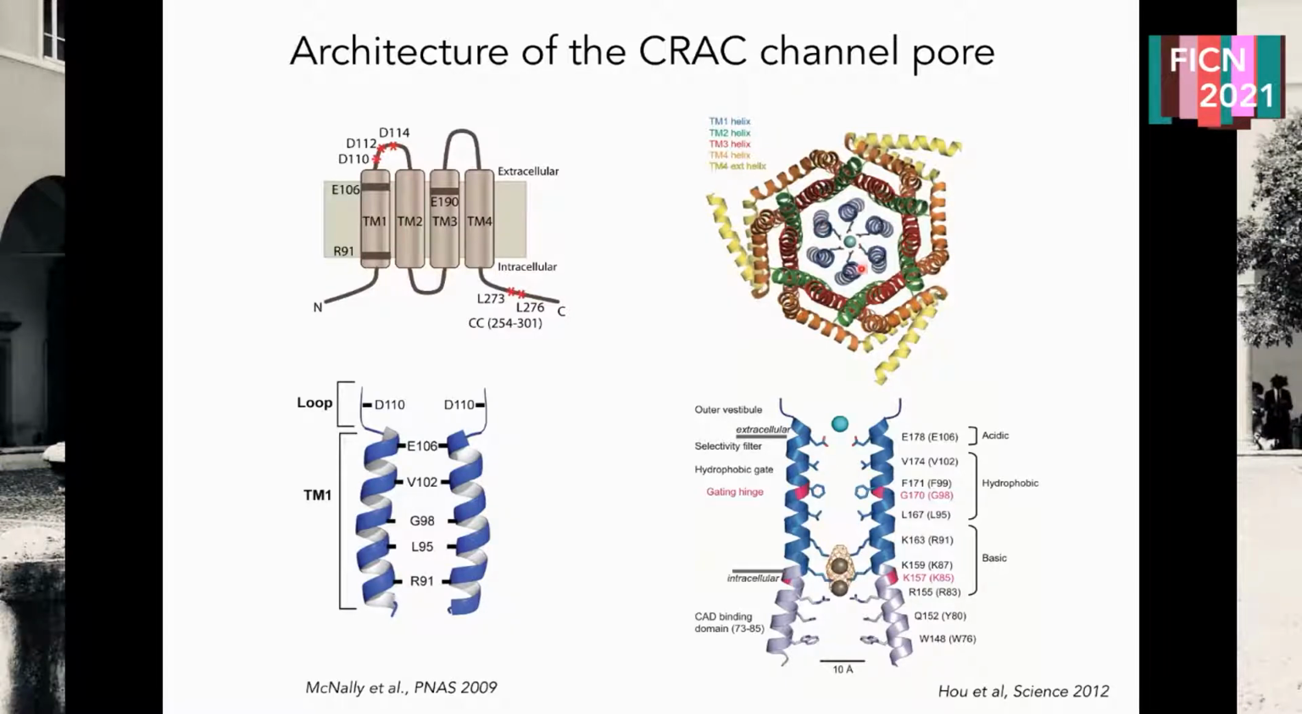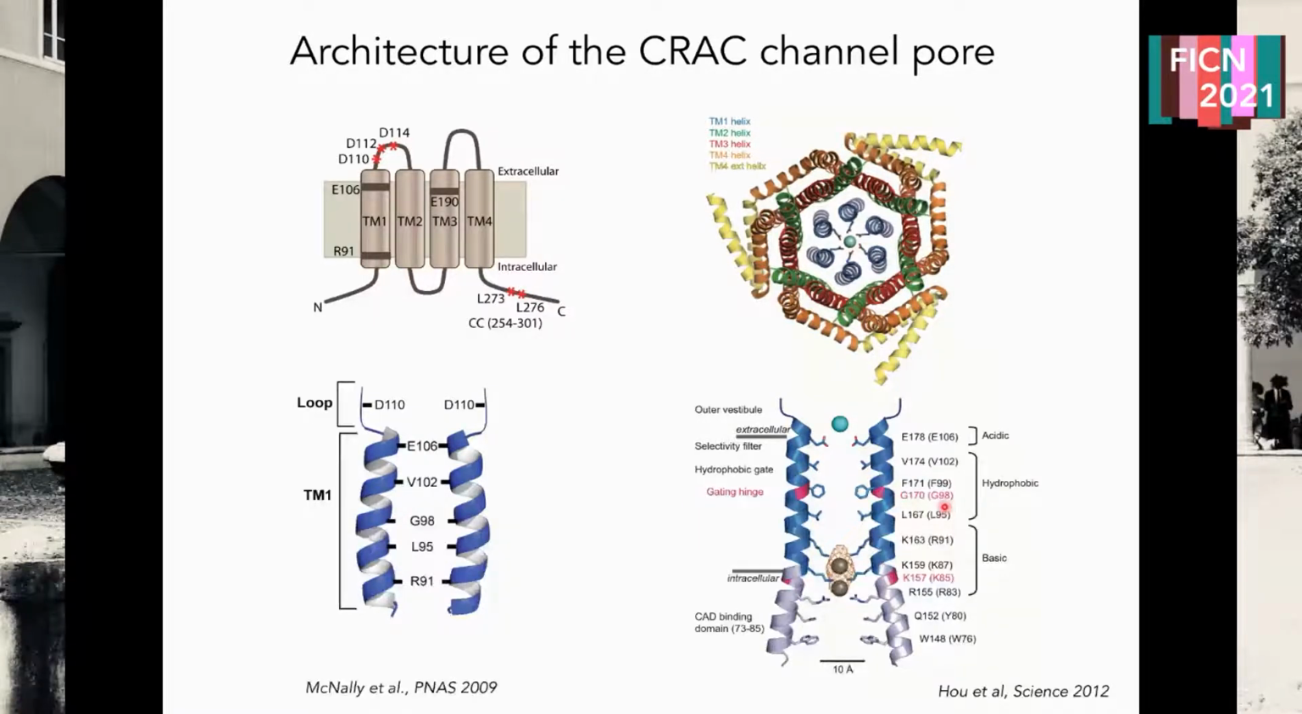The ion conduction pathway is formed by transmembrane domain 1, and these carboxylates here cradle the calcium ion at the glutamate selectivity filter. We were very gratified to see that the pore lining residues they had identified from the crystal structure, E106, V102, L95, and R91, were also the same ones that we had identified from cysteine accessibility analysis.